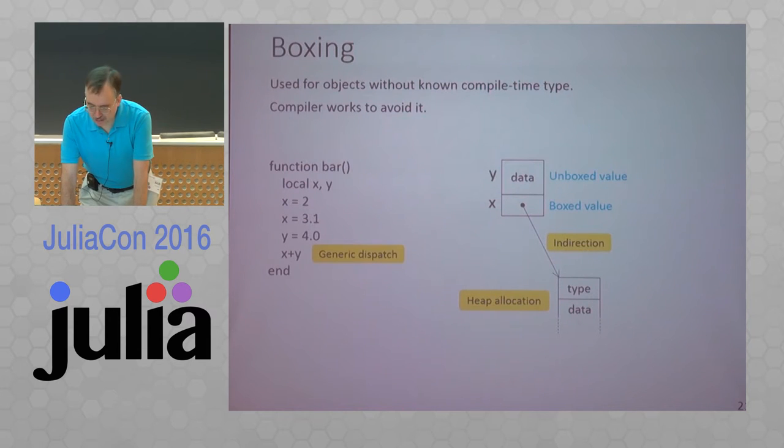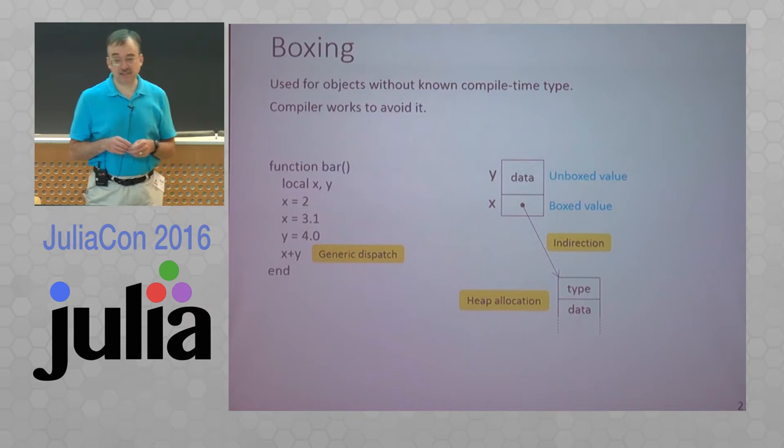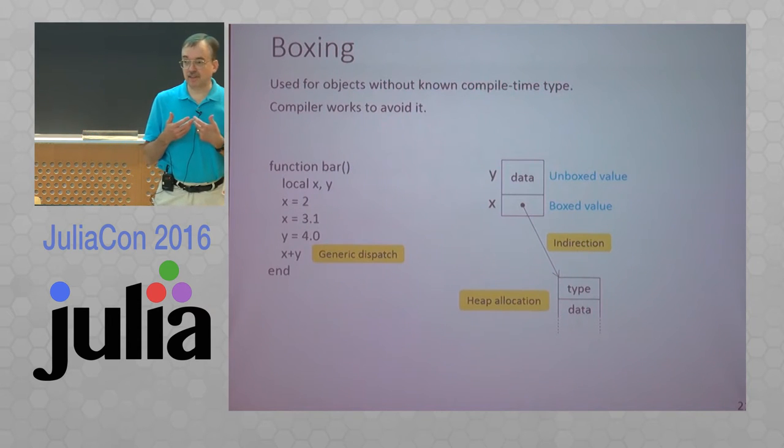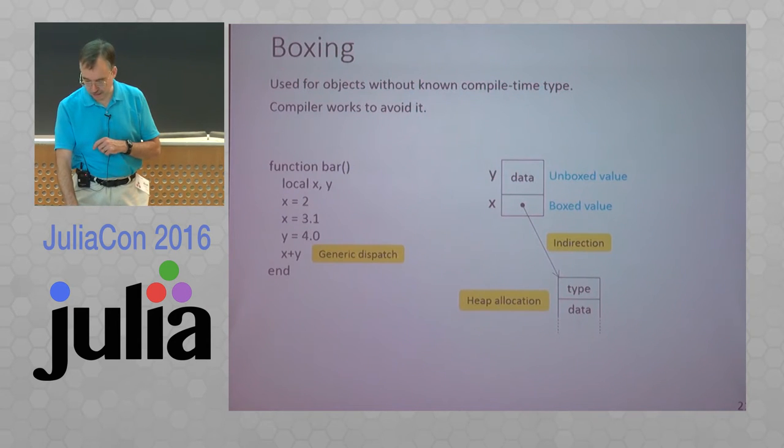The other penalty is that there's also a heap allocation of the data, and that's what the allocation profiler will show you. It shows these heap allocations, and that's the tip off that this boxing is going on.